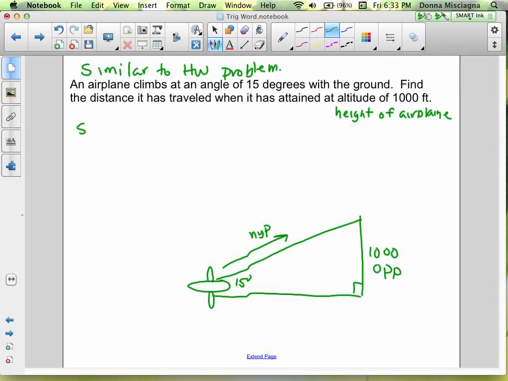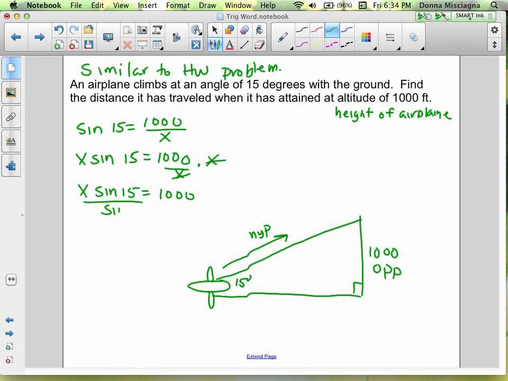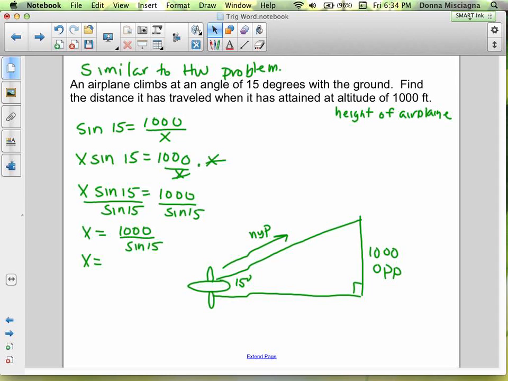So we have sine 15 equals 1,000 over x. Multiply both sides by x. We have x times sine 15 equals 1,000 over x times x. That will cancel. So x times sine 15 equals 1,000. We're not done because we have to divide both sides by sine 15. So x is equal to 1,000 divided by sine 15. Let's plug that into a calculator, and then we're done.